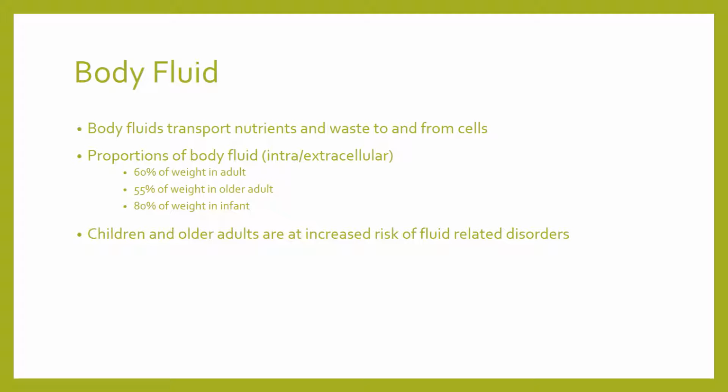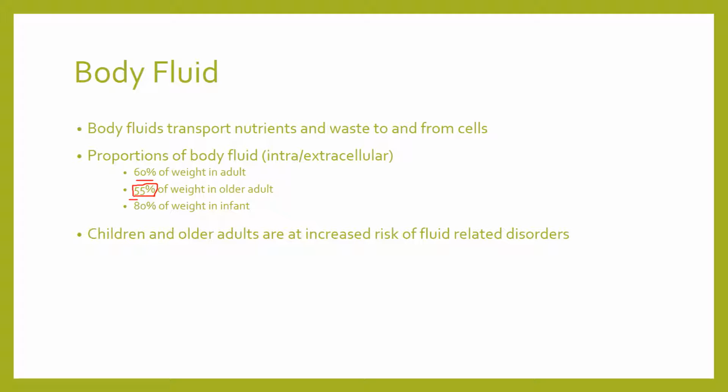So, body fluid. Body fluids transport nutrients and waste to and from cells. It's basically like the medium through which these nutrients are transported. Proportions of body fluid are different depending on what age group you are. 60% of the weight in an adult is body fluid, and this is the most ideal proportion of body fluid to have. In older adults, it's 55%, so they're more sensitive to changes because they have less body fluid to cancel out any shifts in electrolytes.